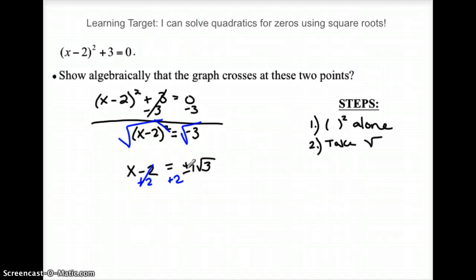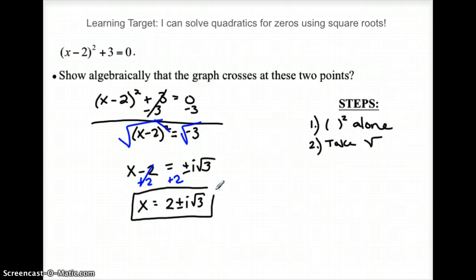Now, this plus or minus is protecting the square root of 3. It's kind of like a bodyguard. So this plus 2 that's coming over is trying to invade, but the plus or minus won't allow it. So the 2 goes in front of the plus or minus. And so the solution here is 2 plus or minus i radical 3. Since radical 3 does not simplify, these would be the solutions.